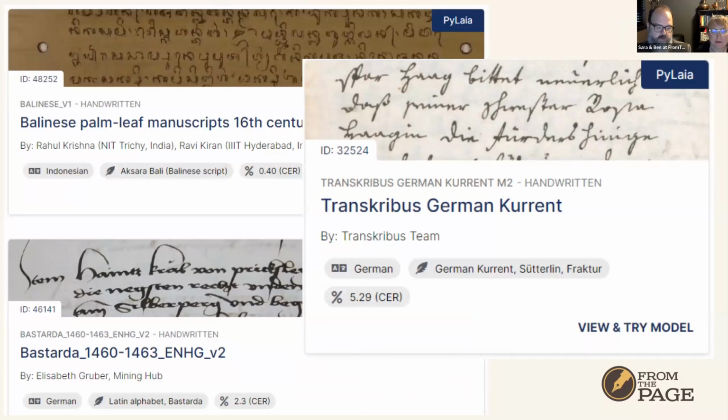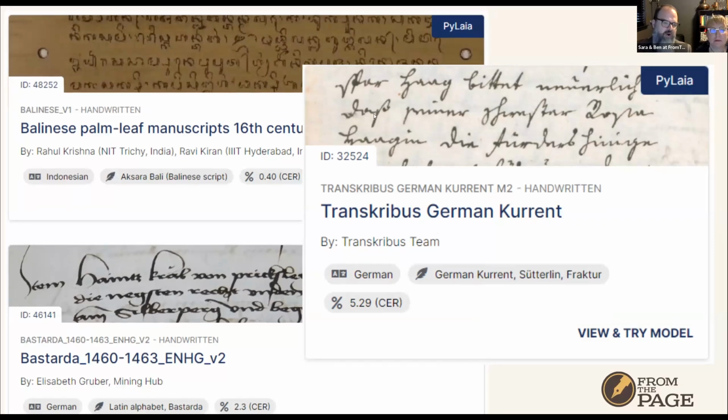Transcribus offers thousands of different models trained by their users on their own documents with their own ground truth. You'll notice that in this example, you can see the CER rate for these different documents, because they expose that, and it's useful for choosing the appropriate model for the documents you're working with.